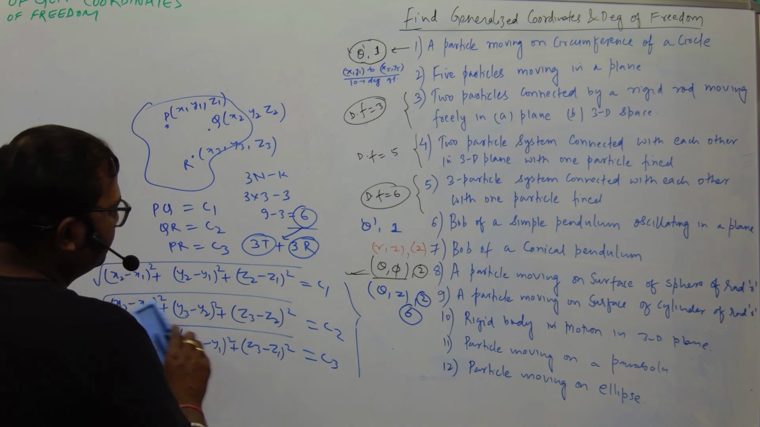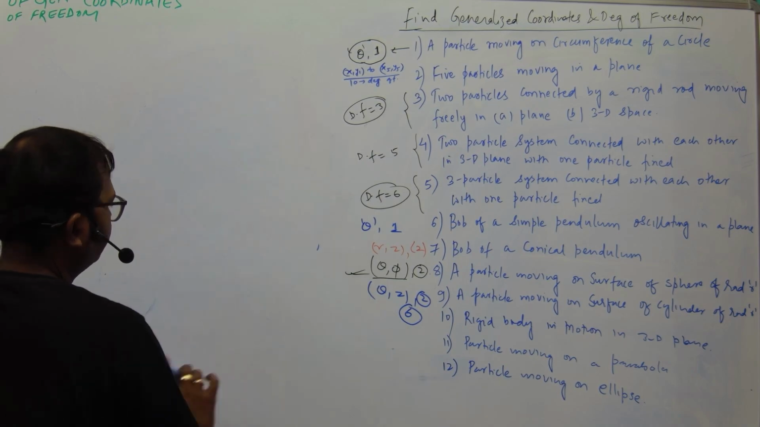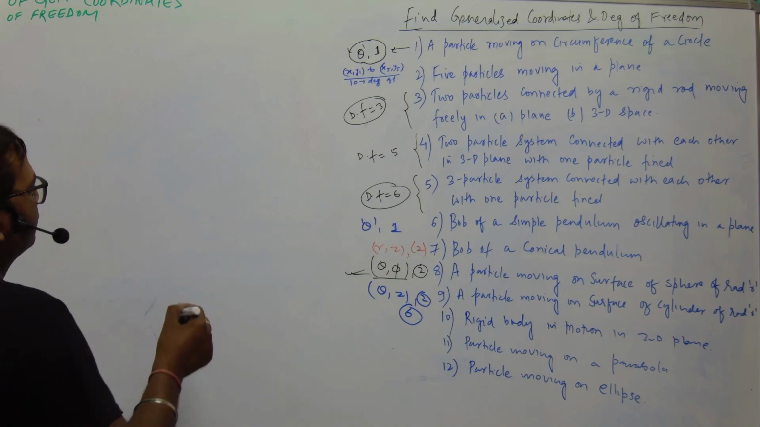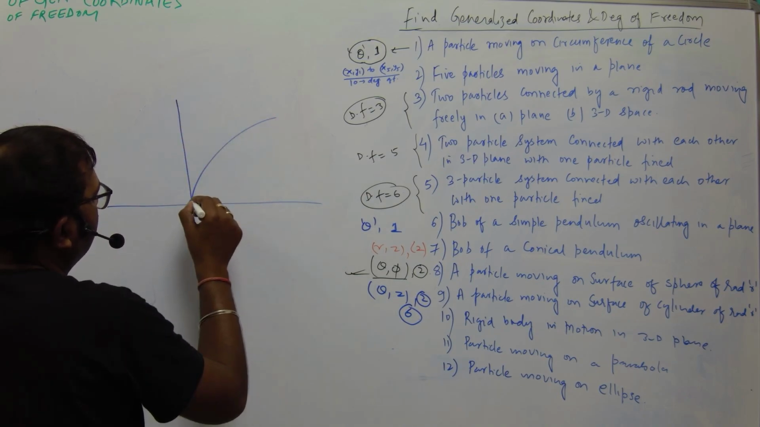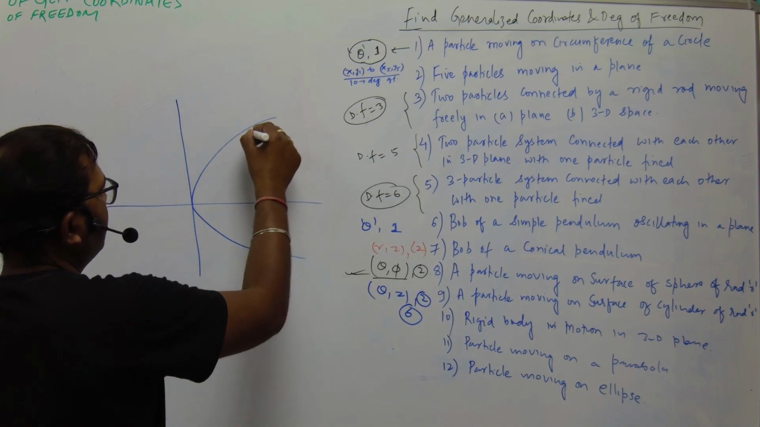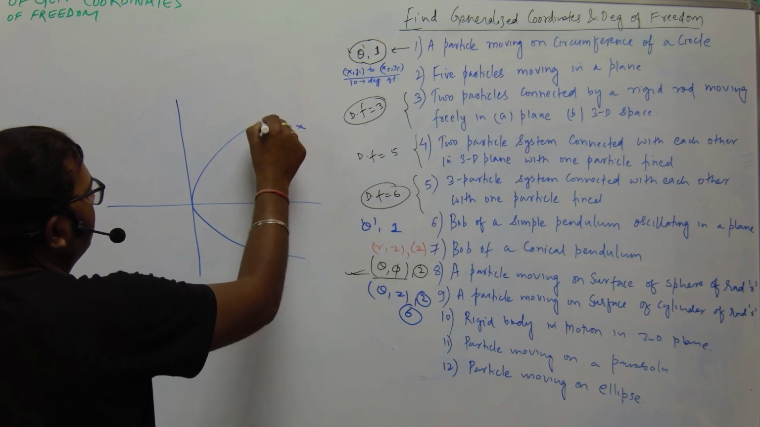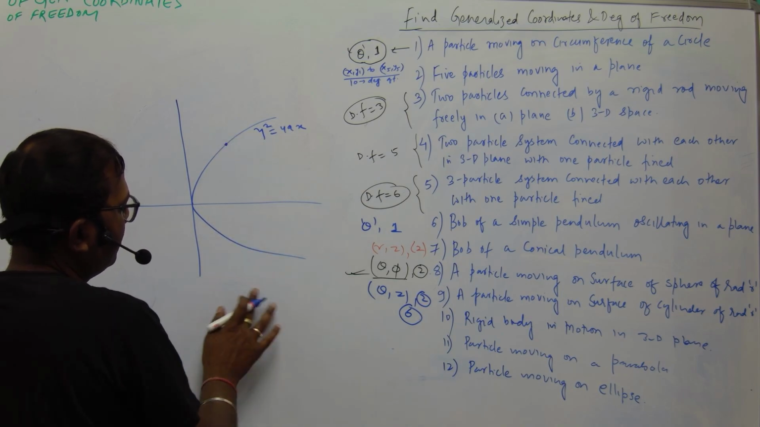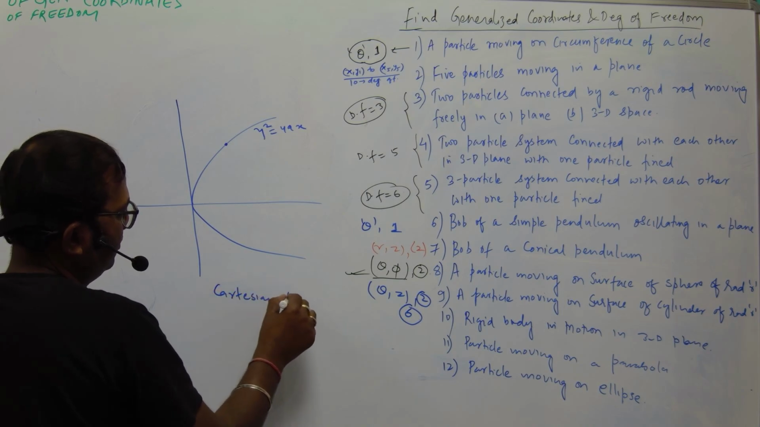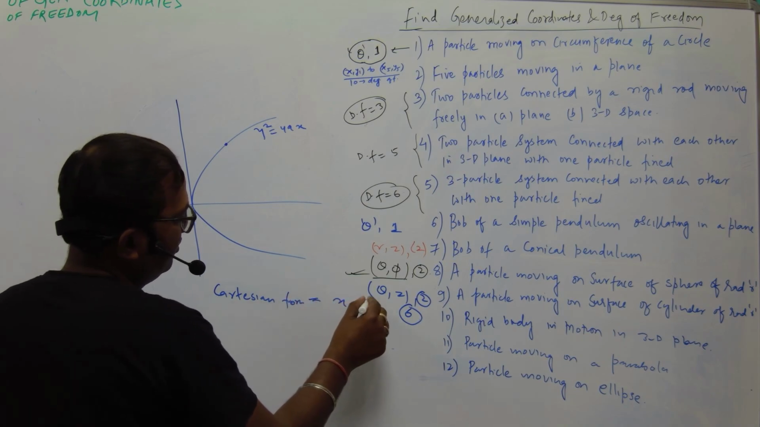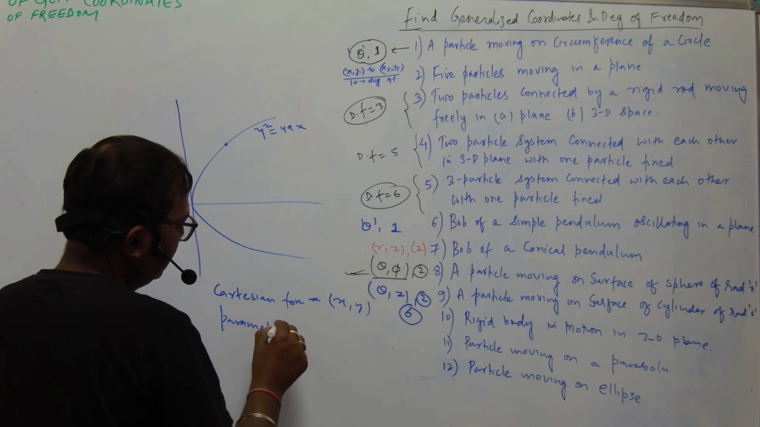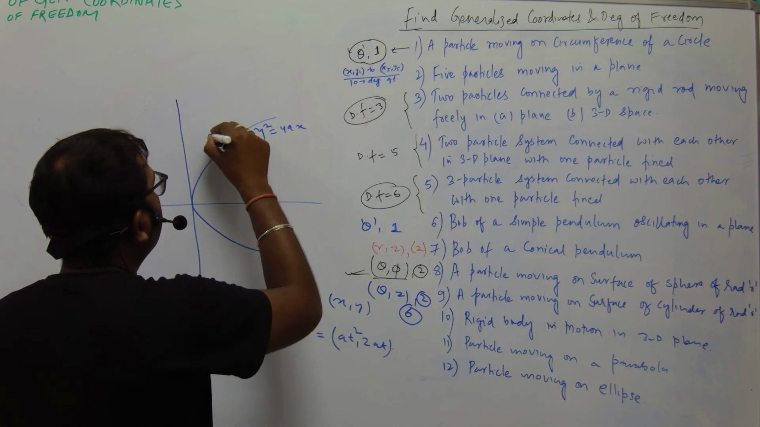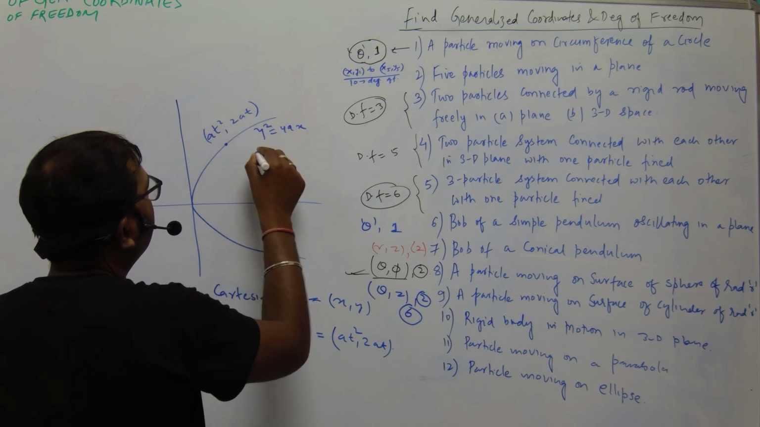So let us draw a parabola. Particle moving on a parabola. Let us draw a parabola like this. Let us name the equation as y square is equal to 4ax. In Cartesian form, we can take the coordinate as x and y, and in parametric form, we have at square and 2at. So we have any random point as (at square, 2at), where t is the parameter here.